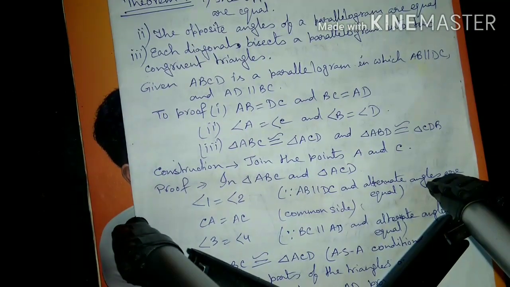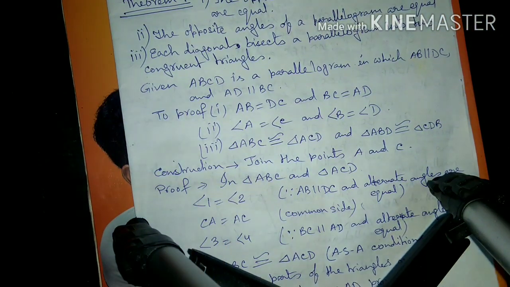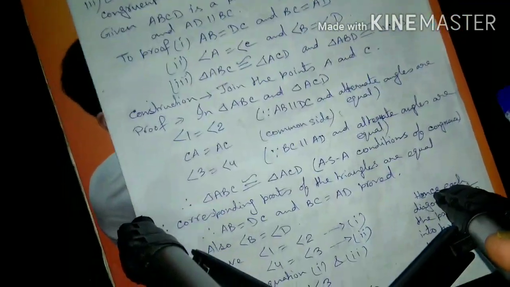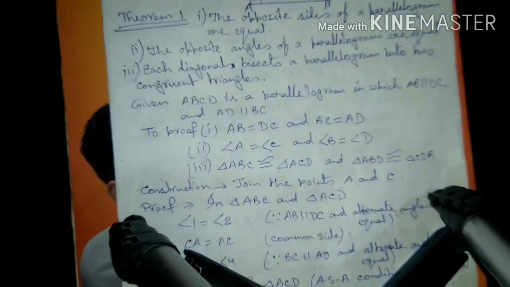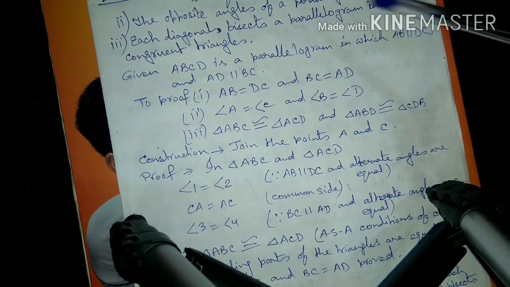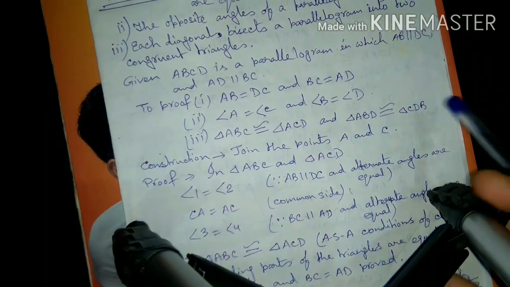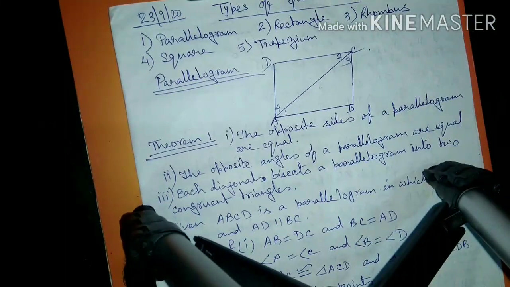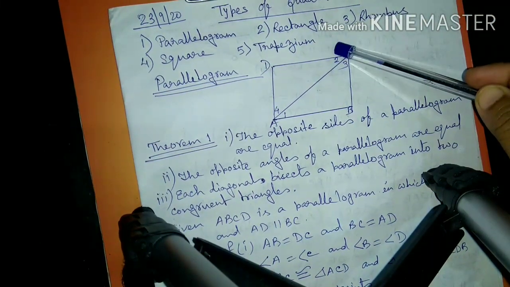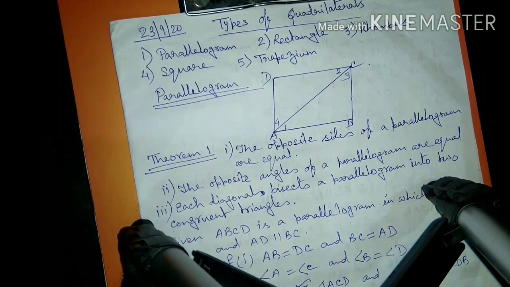So how to prove? For this, we will join A and C of this parallelogram. Now prove. From the triangle ACD and ABC, you see the figure, okay? Can you see angle 1 is equal to angle 2? Why? Because AB is parallel to DC. So they are the alternate angles. Yes or no?